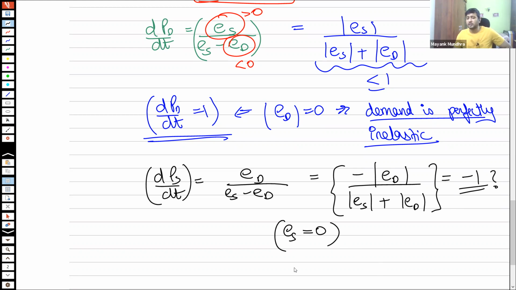It means that I'm willing to supply this much quantity no matter what. But forget that. Yeah, that is correct. When ES is 0, this will happen. Think in terms of ED. What should be happening to ED? Think in terms of limits, by the way. Just to give you a clue, think in terms of limits. What should be the limits on ED for this to be equal to -1?